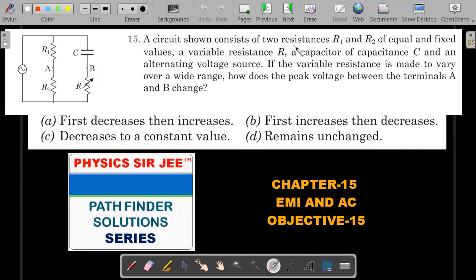A circuit shown consists of two resistances R1 and R2 of equal and fixed values, a variable resistor capital R, a capacitor of capacitance C, and an alternating voltage source. If the variable resistance is made to vary over a wide range, how does the peak voltage between the terminals A and B change? Between A and B, he's asking. Option A: first decreases, then increases. Option C: first increases and then decreases to a constant value, and option D is remains unchanged. Okay, have a try and then we'll go ahead with the solution I'm going to present.